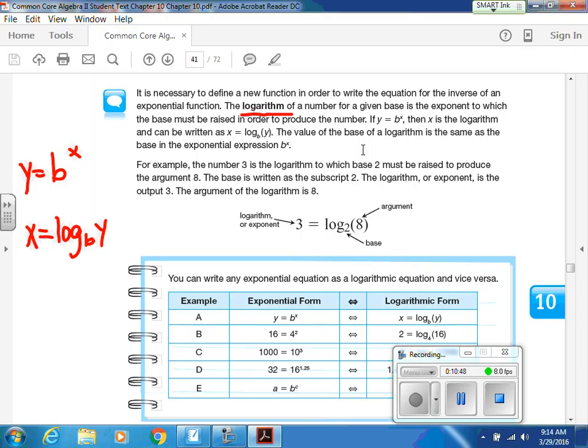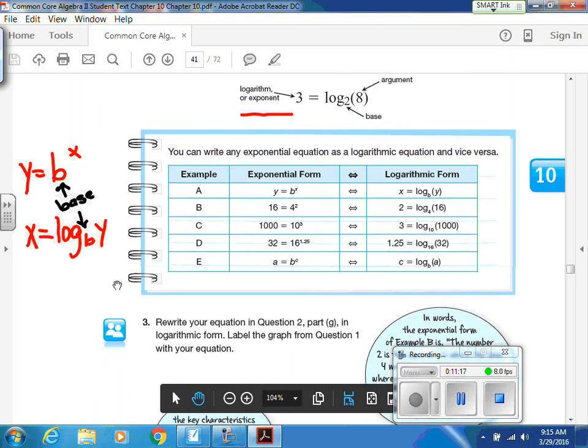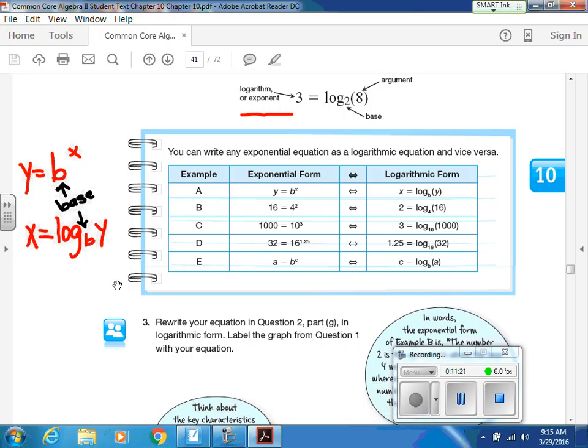You say, well, I took this number to the x power, and I got this number. So I'm going to take the log with the same base, because remember, that's called a base. Well, I'm going to take the logarithm of that number, and it's going to give me the exponent. You are just undoing what you did. Both of these are still bases. Logarithm or exponent, base. That's called an argument.